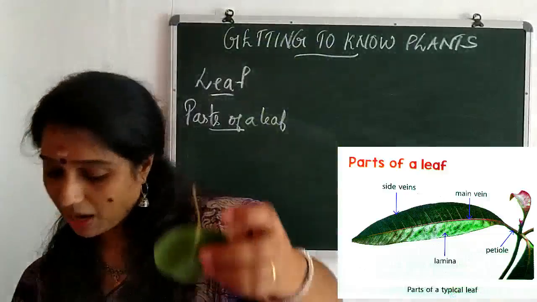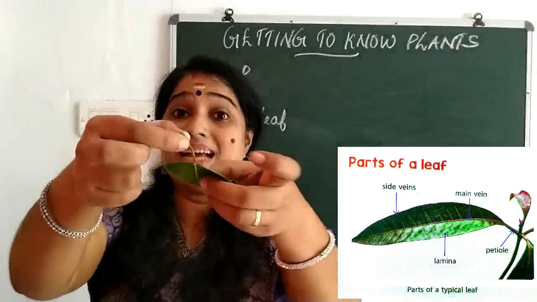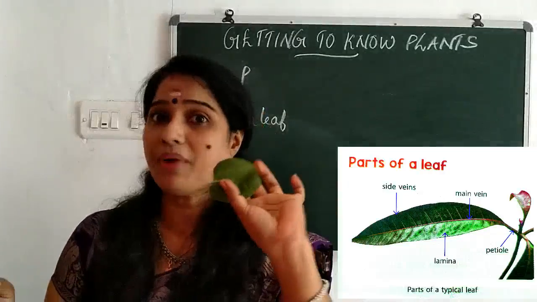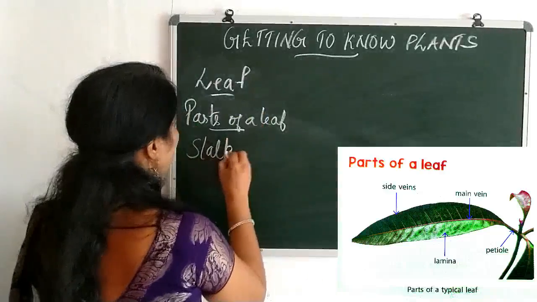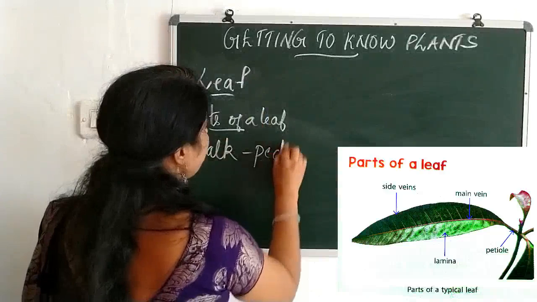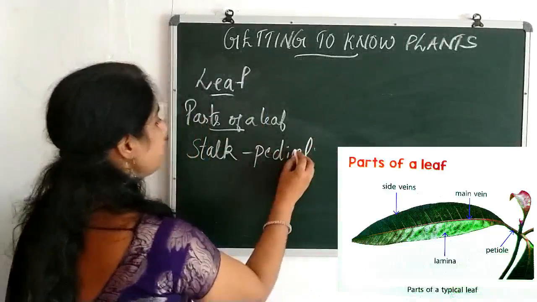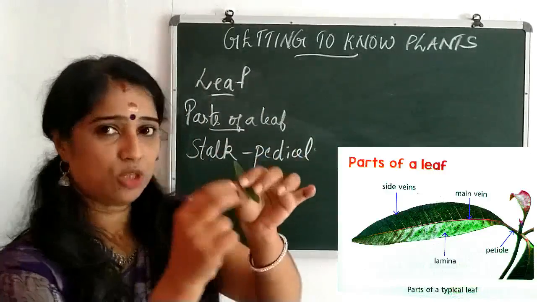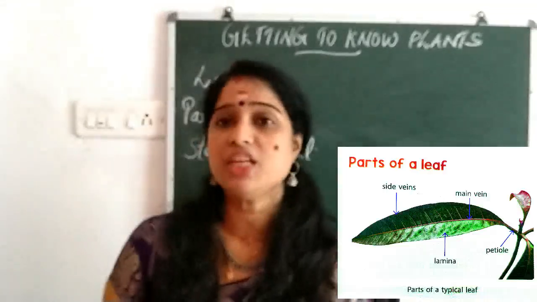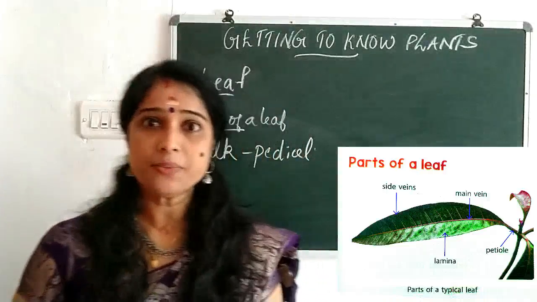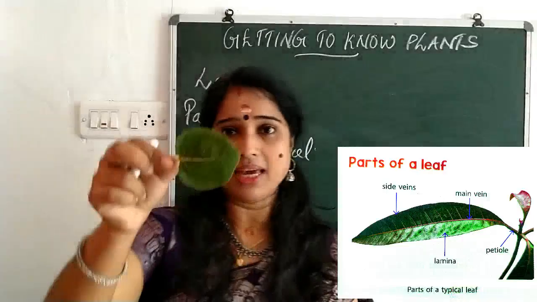This is the part of the leaf that is attached to the stem or the branches, and that part is known as the stalk of the leaf. It is known as the petiole. Very, very important term. This part is known as the stalk of the leaf, and that stalk of the leaf is known as the petiole. Clear? Yes. Then observe the leaf again.